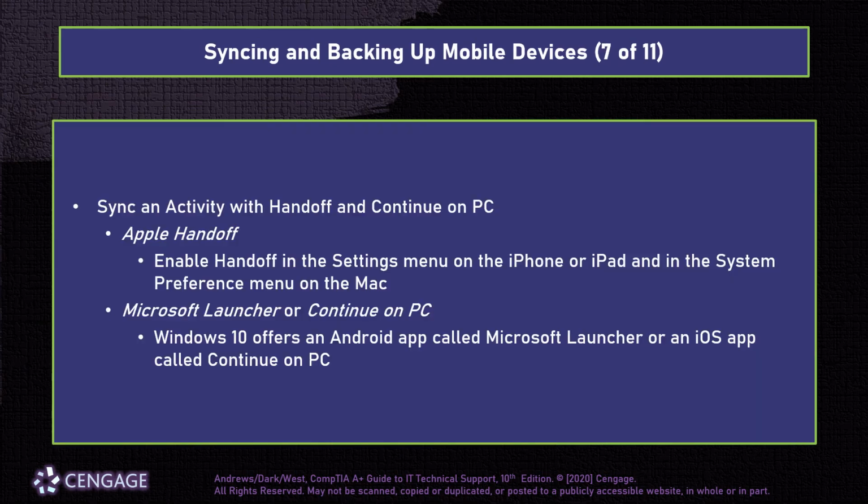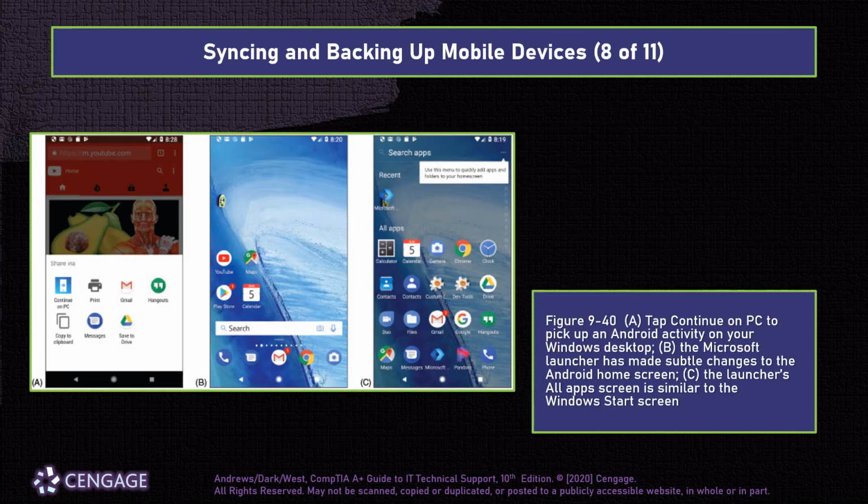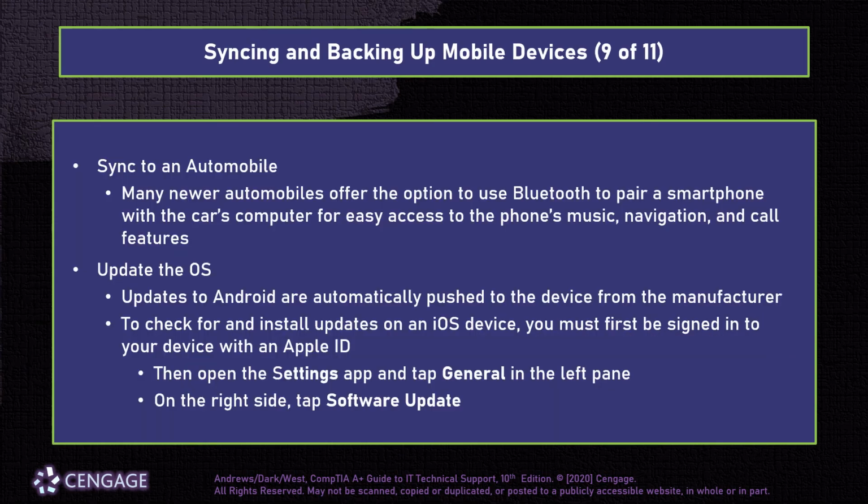And with Microsoft Launcher, Continue on PC, and Apple Handoff, we can actually start an activity on a mobile device and move it to our desktop, or we can, in certain cases, move it back as well. So here we can see those transitions set up so that we can handle those pieces of information on our desktop. So we can see here the Android device has a Continue on PC, and then we can go to the Microsoft Launcher from the Apps menu. It's got up there in the recent stuff.